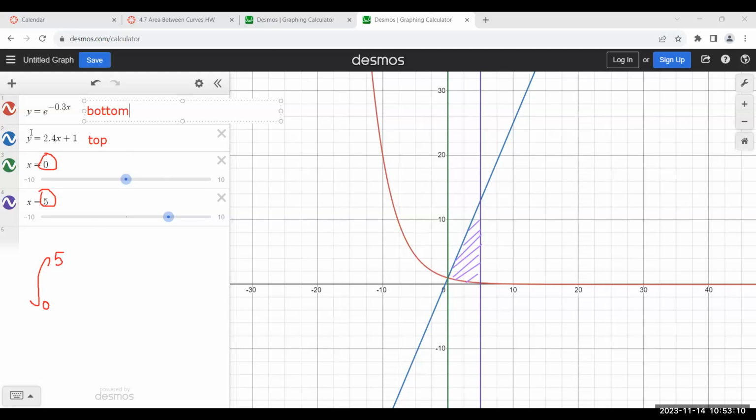So when I set this up, I will start off with my top, 2.4x plus 1, minus my bottom, e raised to the power of negative 0.3x.